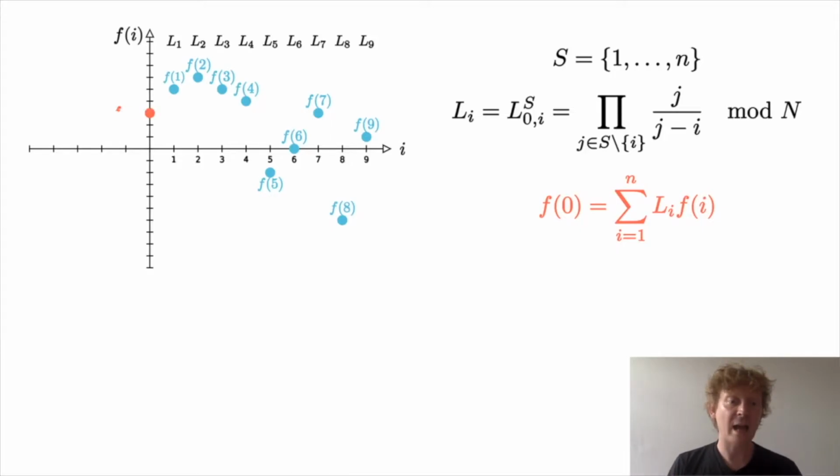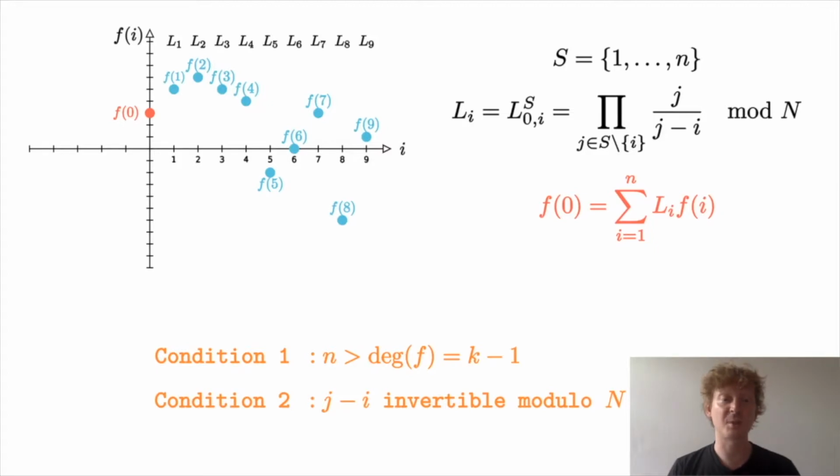Remember that we need n to be larger than the degree of f in order to be able to reconstruct f0. Otherwise, we will not be able to get the correct result. Note that in our setting we are also working modulo n, which is the size of the group of the very hard homogeneous space we are working in. So therefore we also need j minus i, which is in the denominator of the interpolation polynomial, to be invertible.